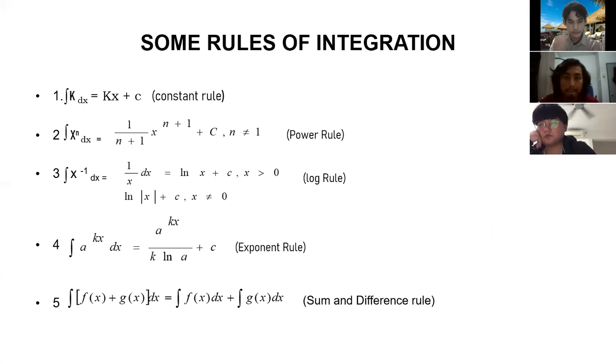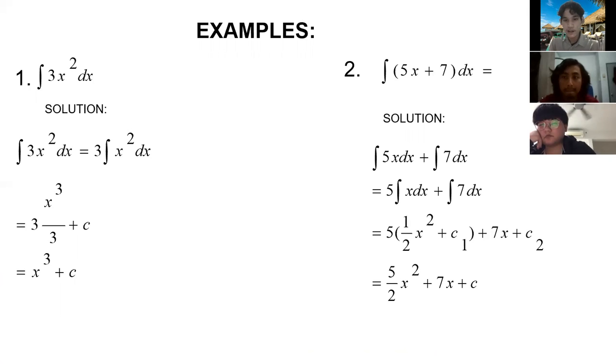Next, number 2, there is an integrand of 5x plus 7 dx. So the solution is 5x dx plus 7 dx. So we take out the 5, and then x dx plus 7 dx, and then 5 times 1 over 2 x to the power of 2 plus C1 plus 7x plus C2, and then equal to 5 over 2 x to the power of 2 plus 7x plus C.